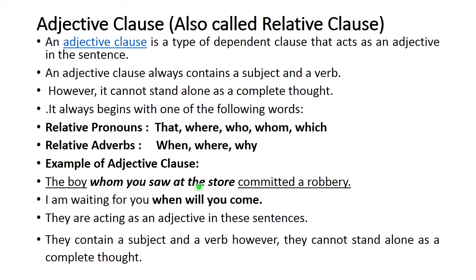Here are examples of adjective clauses. The boy whom you saw at the store committed a robbery. The boy committed a robbery, right? Whom you saw at the store. Here the clause is telling about the quality of the boy. That's why it is called an adjective clause. I'm waiting for you when you will come. They are acting as adjectives in these sentences, and they contain a subject and a verb. However, they cannot stand alone as a complete thought.